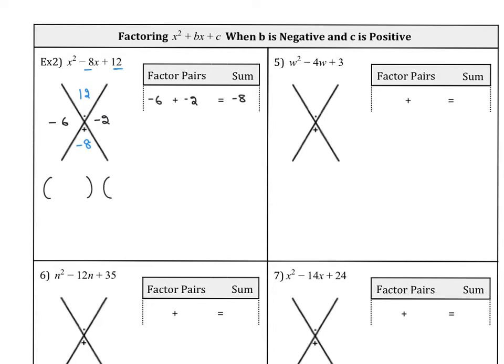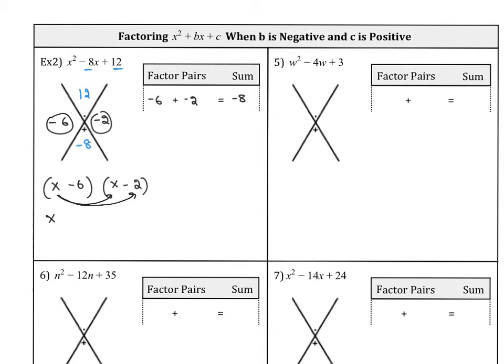You make the two factors, so that's x and x. So these numbers are negative 6 and negative 2. You can check it back to see if these are the right factors. That's very important. You can use the FOIL method for that.